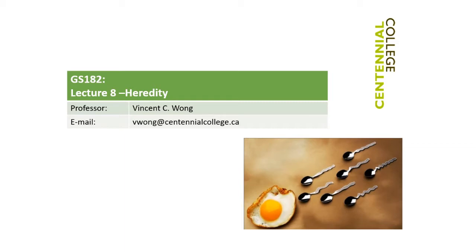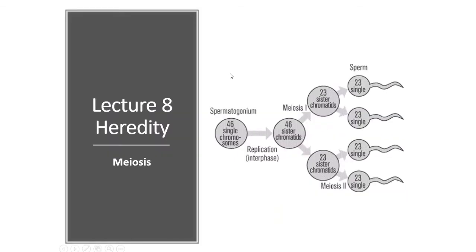For example, if you have brown eyes and your spouse has blue eyes, what's the probability that your child is going to have blue eyes? And we will be looking at the basis of inheritance, the concept of dominant and recessive. So a lot of stuff to go through. Let's get started. Let's start with meiosis.